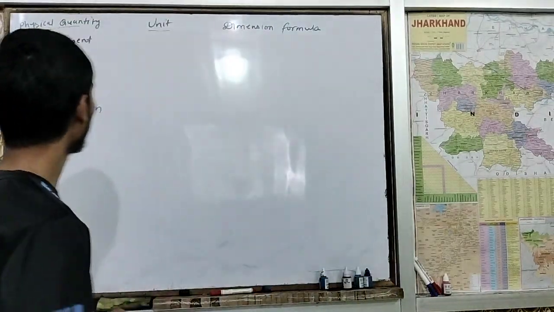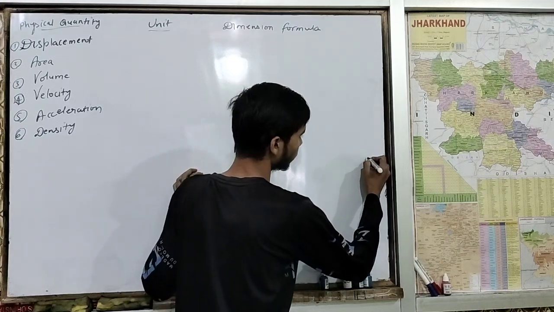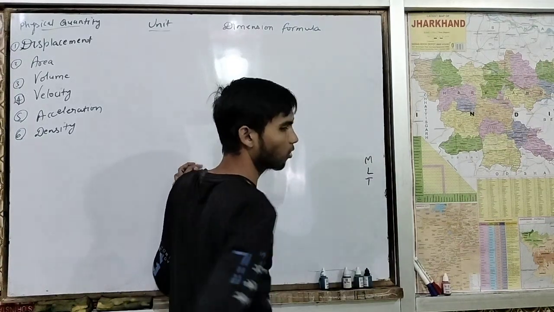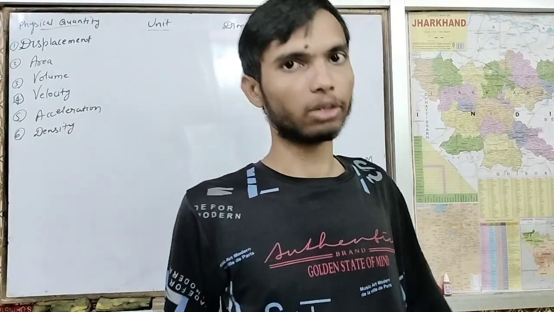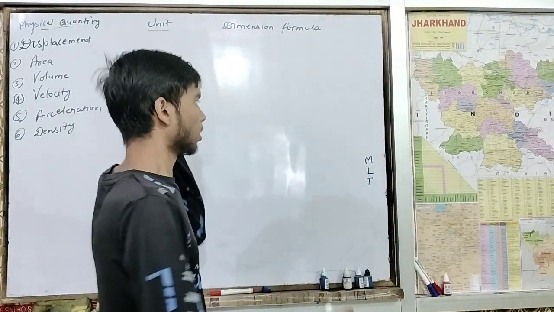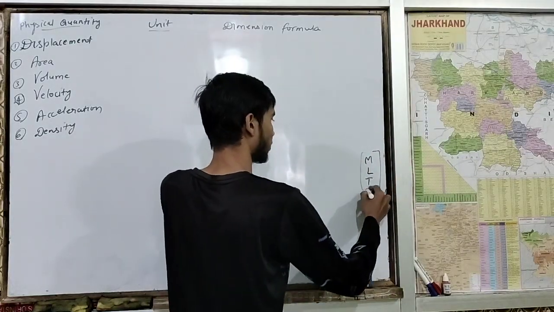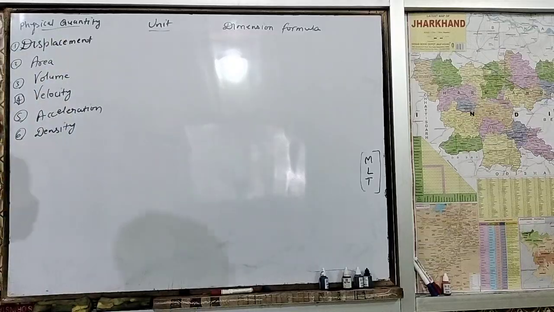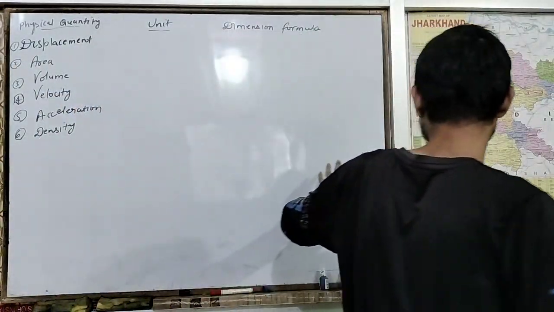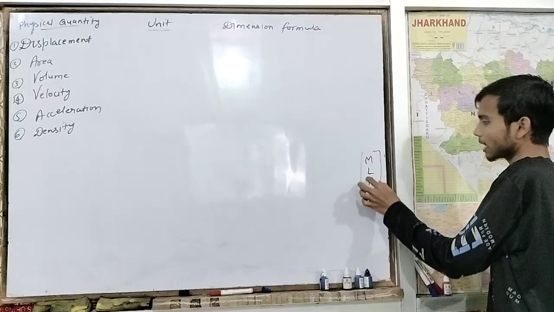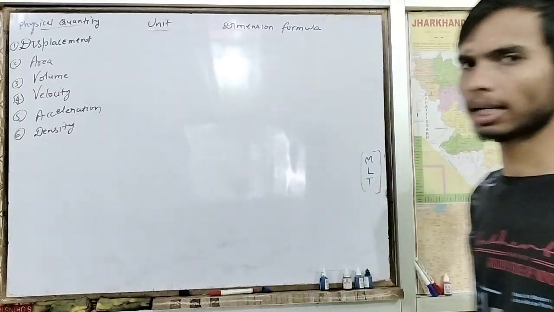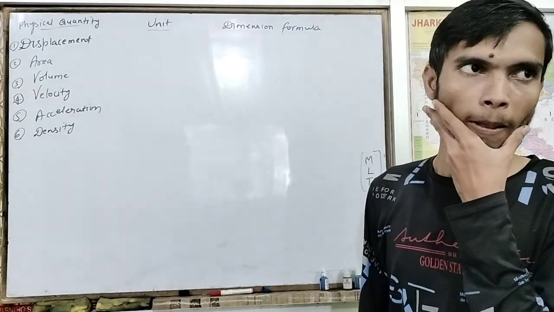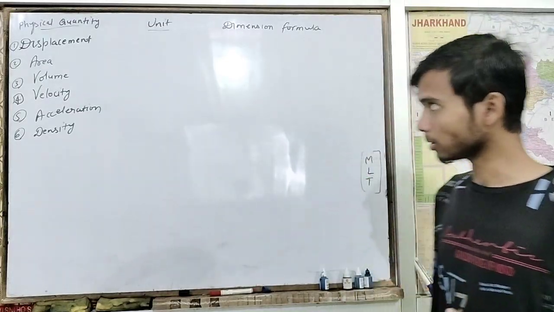Okay, length. First of all M, then L, then T. M for mass and L for length and T for time. By using this we will write a dimensional formula of all these physical quantities. So M would be for mass and L would be for length and T would be for time. Okay, only 3.